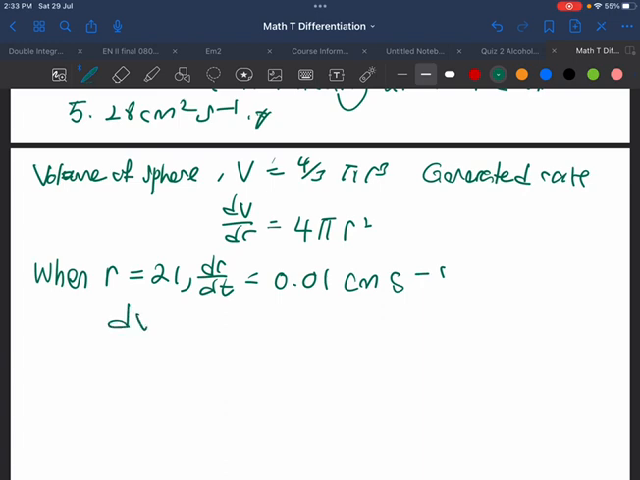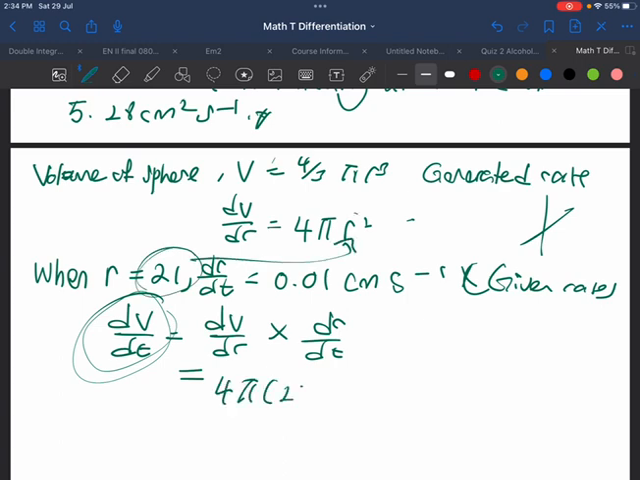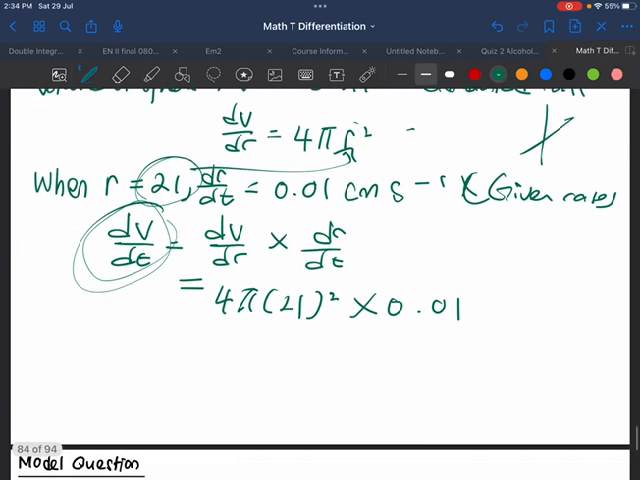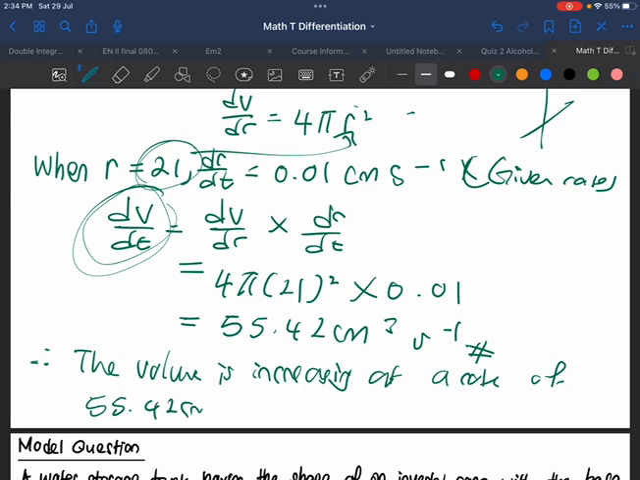So now we are finding dV/dt, which is the generated rate times the given rate. When you multiply, you will get the required rate. dV/dt equals dV/dr times dr/dt, and since r is 21, you substitute here: 4 pi 21 squared times 0.01, and you get 55.42 centimeter cubed per second. So here is the exact answer. The volume is increasing, since it's positive, at a rate of 55.42 centimeter cubed per second.